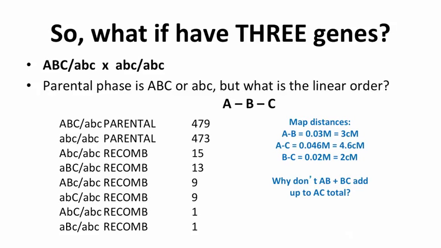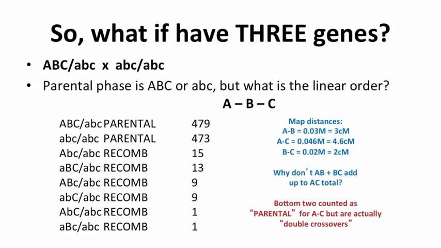Well, the reason is something that you actually noticed when we were calculating these numbers, is that we have two things that we're calling parental, but they're actually recombinant, right? But here at the bottom two, this individual and this individual, we are counting as parental for A and C. But in fact, they're double crossovers. So not only should they be counted, but they should be counted twice. But we didn't do that. So this is why it doesn't quite add up exactly. We'll come back to this in just a second, but first let me emphasize a different point.